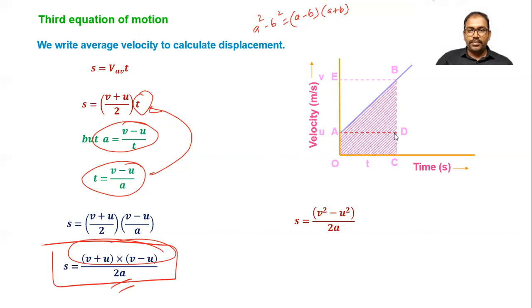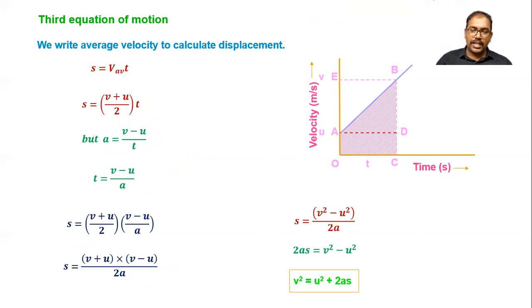Now after that we can transfer this 2a to this side. So 2as is equal to v square minus u square. By that we can write v square is equal to u square plus 2as, and this is the third kinematical equation.